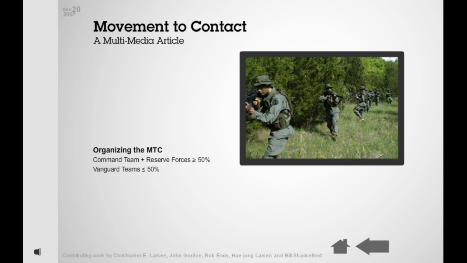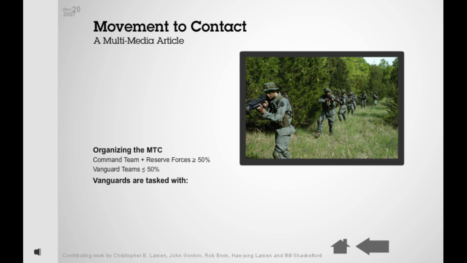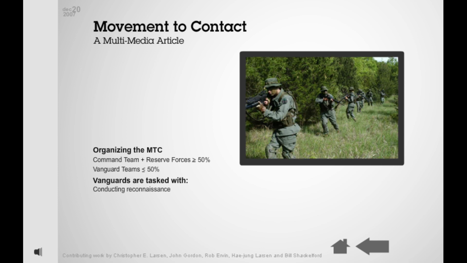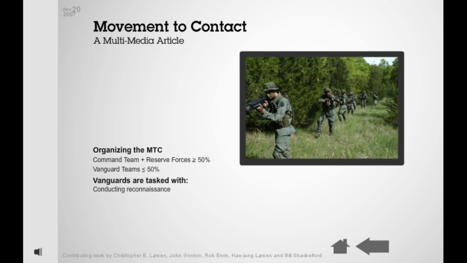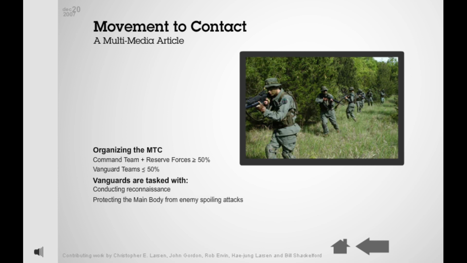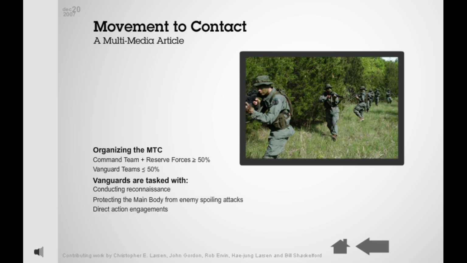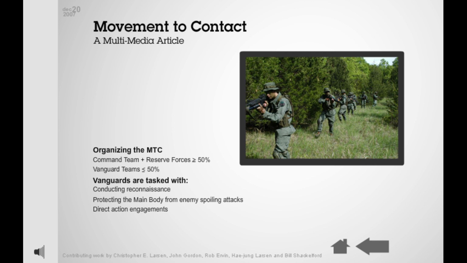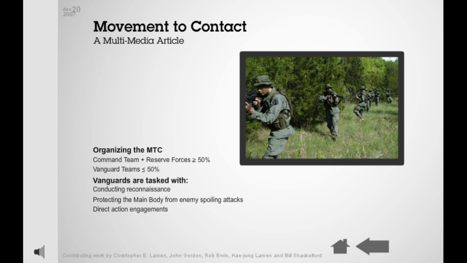Depending on the situation, vanguard teams will be deployed forward of the main body, and may also be deployed to the flanks and rear to protect the movement to contact from the enemy's potential spoiling attacks. At the small unit level, 2 or 3 vanguards forward of the main body are the norm.